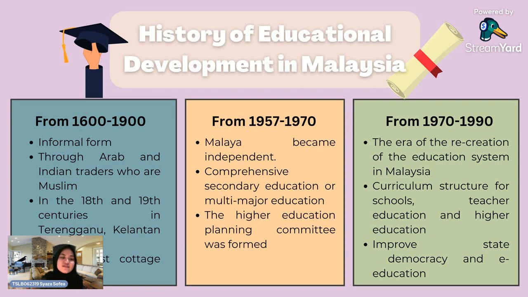And from 1970 to 1990, this is the era of the recreation of the education system in our country. Curriculum is structured for schools, teacher education, and higher education so that there is education at all levels. In turn, it can improve the state of democracy and education so that there is equality of participation for ethnicity and geography in our country.